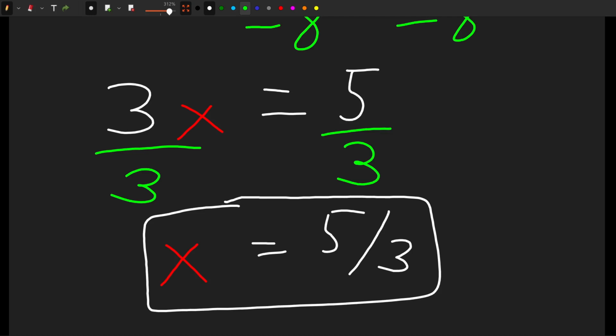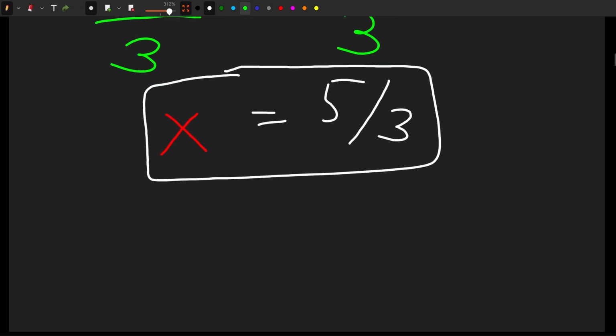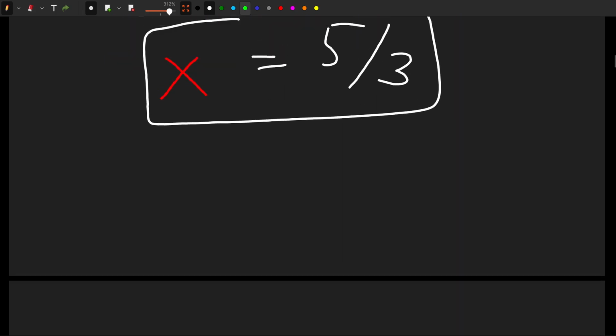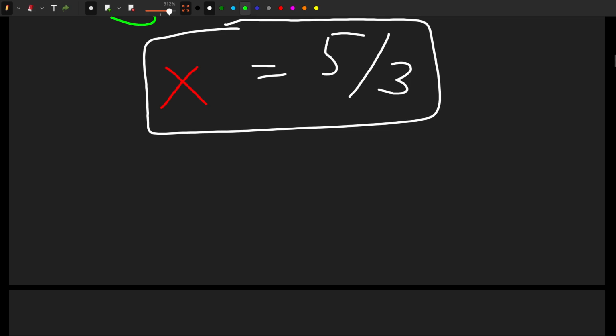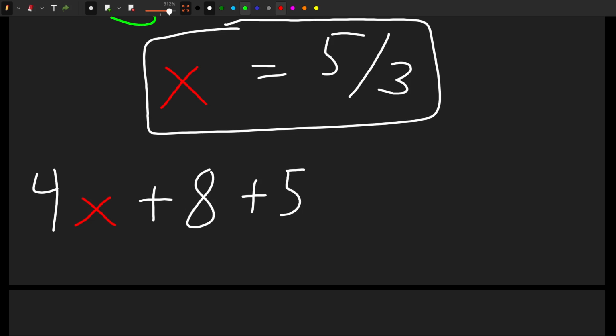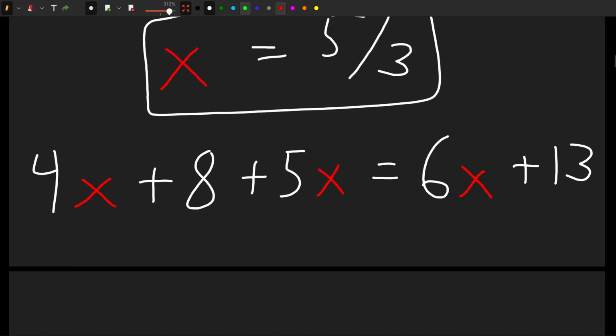Okay, once again, that's my answer, but I need to plug it into my original equation to see if it works. And so I'm just going to rewrite the original equation we had, which was 4x plus 8 plus 5x is equal to 6x plus 13. Okay, I'm going to plug in 5 thirds for every x that I see.